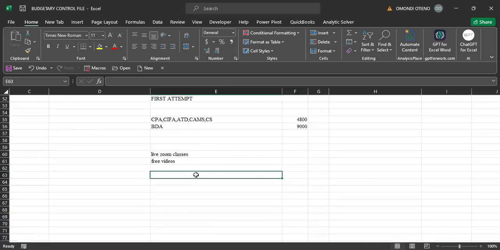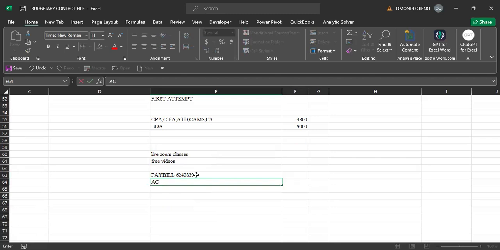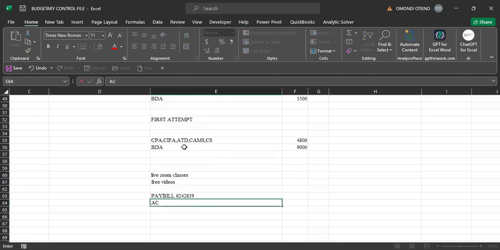So for the payment details, just do payments to our pay bill, 6242839. Under account number, you indicate the unit name. So if you're taking BDA, just indicate BDA as the unit name. If you are taking FM, indicate FM as the unit name. If you are taking more than one unit, just list all the units there under account name, then you do your payment.